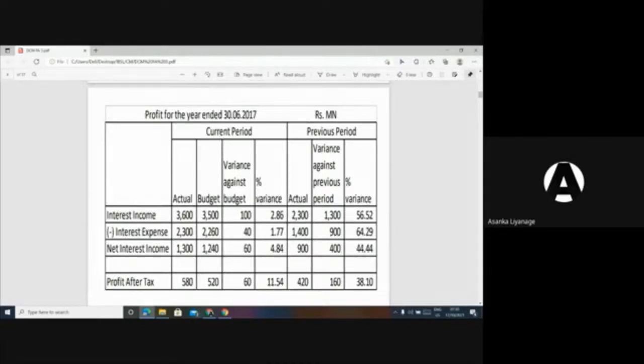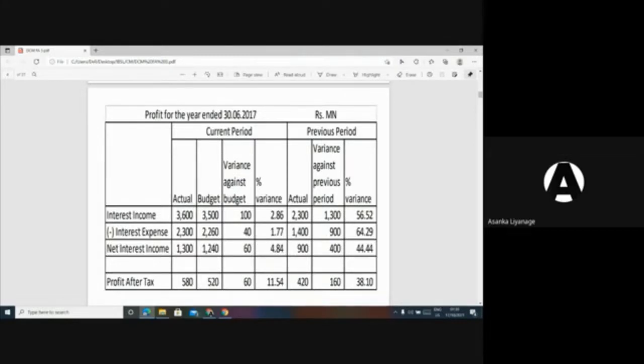Similarly, interest expense also, there is an increase of 900. Therefore, 900 divided by 1,400 into 100, that is 64%. Against the previous year, the current year figures in relation to the interest expense have increased 64%.